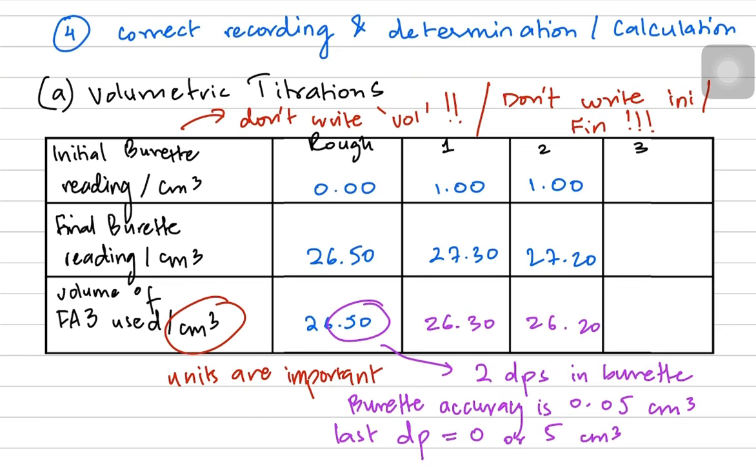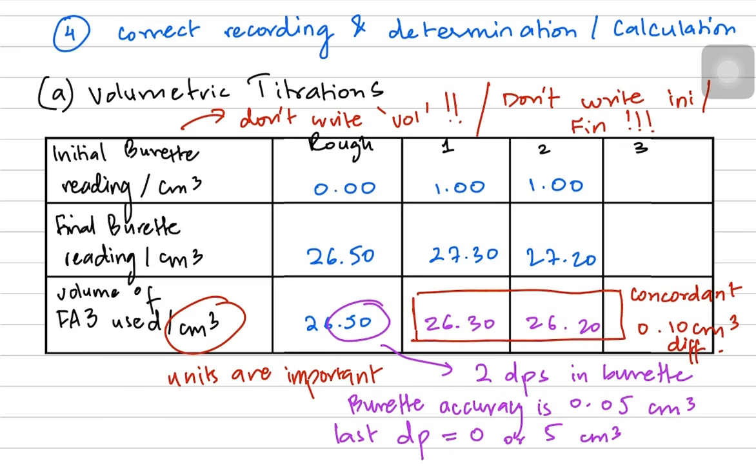You subtract these values and you get the volume used. You can see my values are at a difference of 0.10 cm³. These are called concordant readings, which means a difference of 0.10 cm³ between two readings. So we don't need a third titration because my first and second were already concordant.